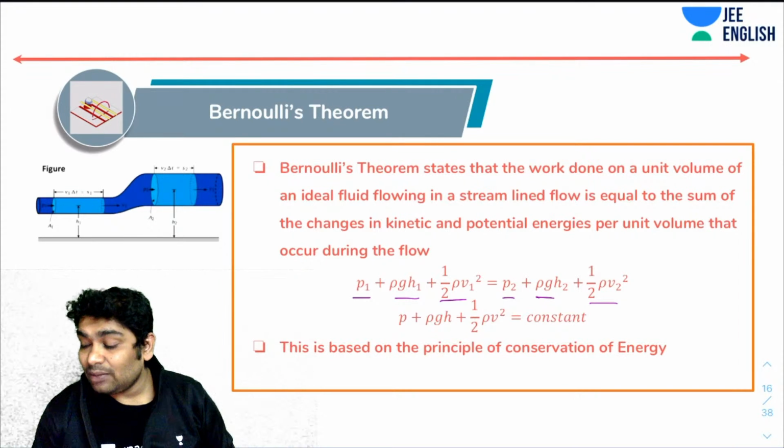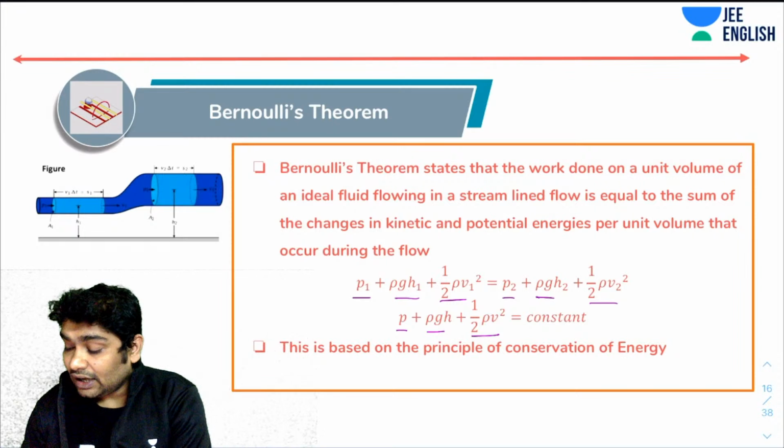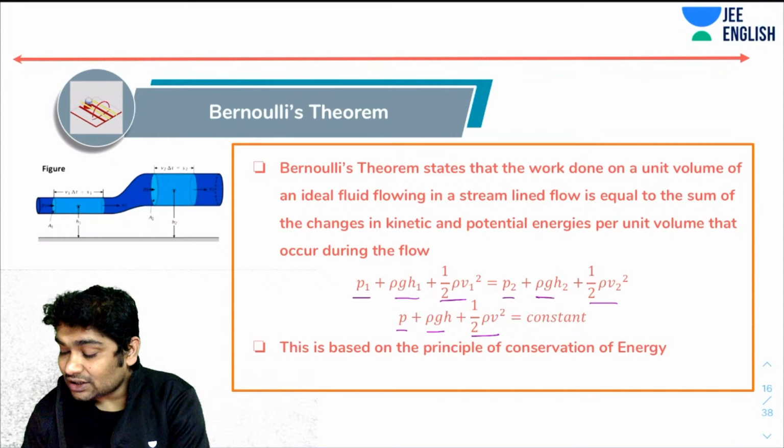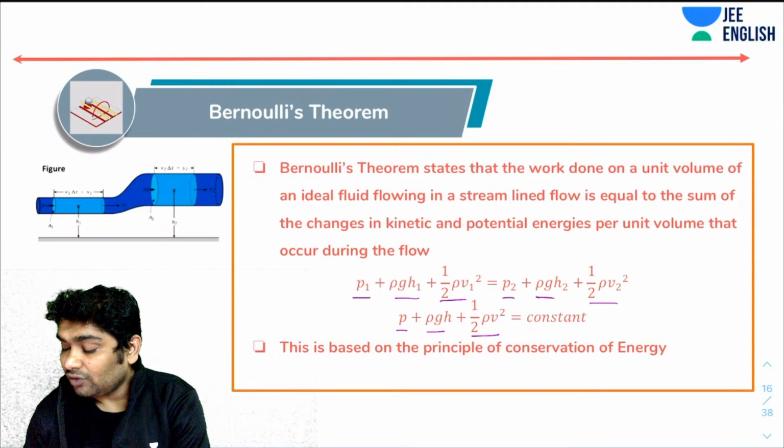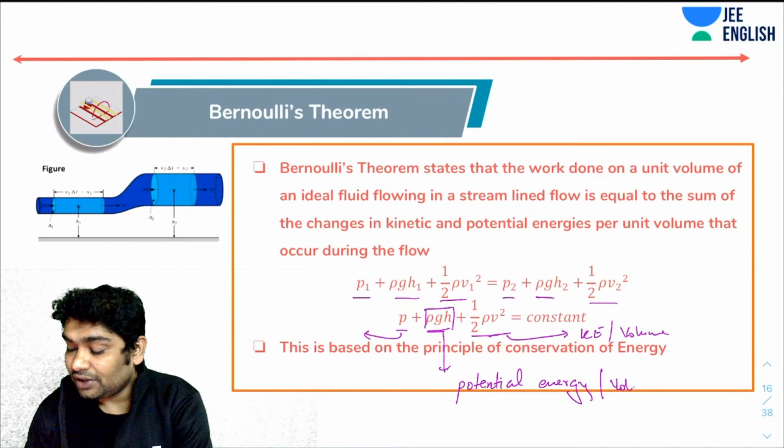It just tells you that the sum of these three quantities, pressure, rho g h and half rho V square, at every time is constant. Now, what is this term rho g h? This term is called the potential energy per unit volume. This is the kinetic energy per unit volume. Now this is called pressure energy per unit volume. It is numerically equal to the pressure.